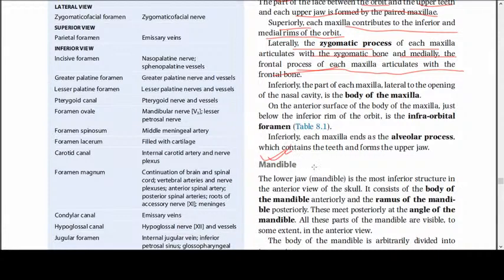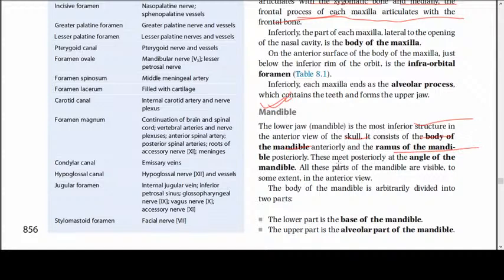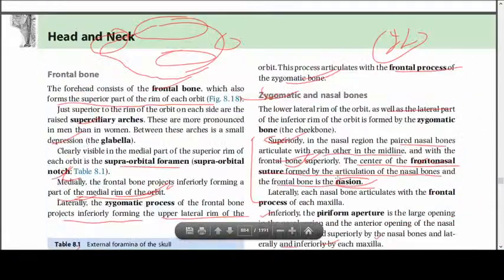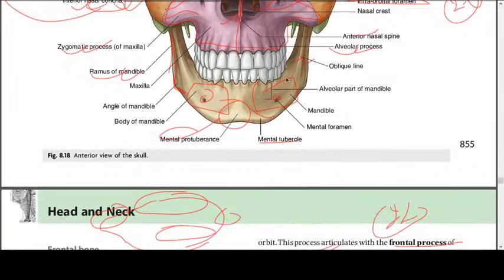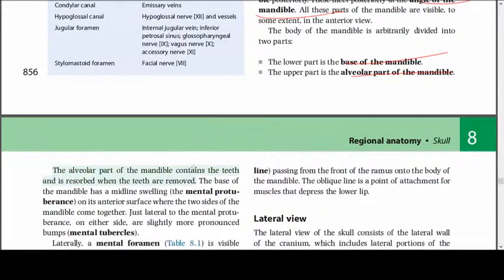So let's study the mandible. The lower mandible is the most inferior structure in the anterior of the skull. It consists of the body of the mandible, the ramus of the mandible, the angle of the mandible, and the base of the mandible. The lower part is the base of the mandible. The upper part is the alveolar part of the mandible. The alveolar part is the part where there are teeth. The alveolar part of the mandible contains teeth and is resorbed when the teeth are removed.